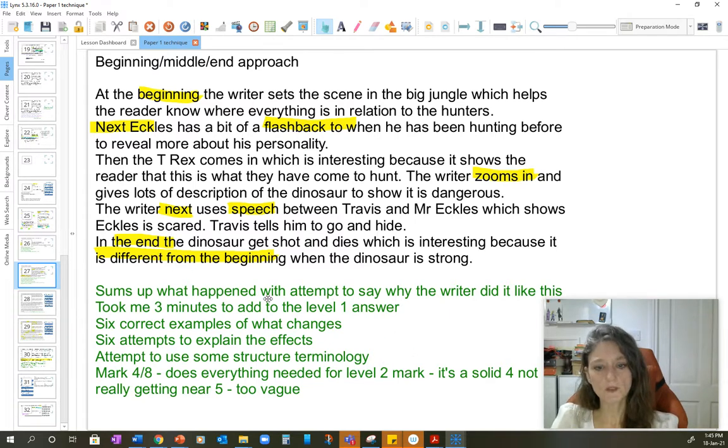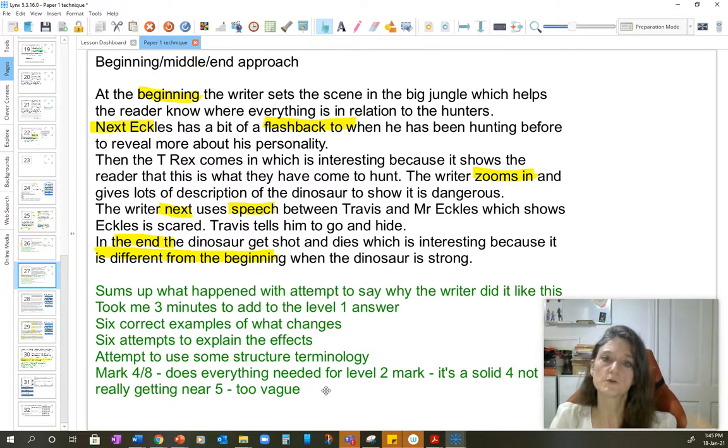All in all, it took me about 3 minutes after I copied and pasted the simple answer. It took me about 3 minutes to add on this detail. So that means in total, I've spent about 4 minutes on this answer, and it's a fairly decent length. So what would it get? It would get a 4 out of 8. It does everything needed for a level 2 mark. Do you remember when I did my question 2 answer, I said this is a really good 4 out of 8, and it's nearly 5 out of 8. This one is what I call a solid 4 out of 8.